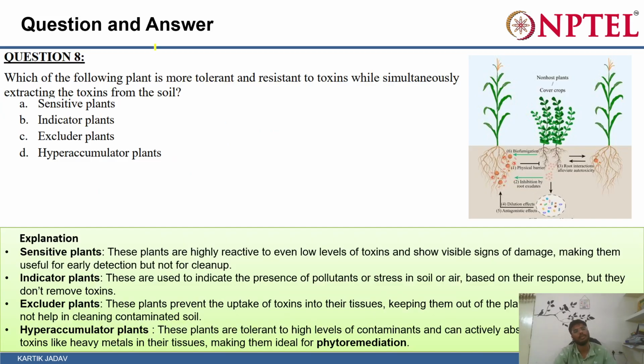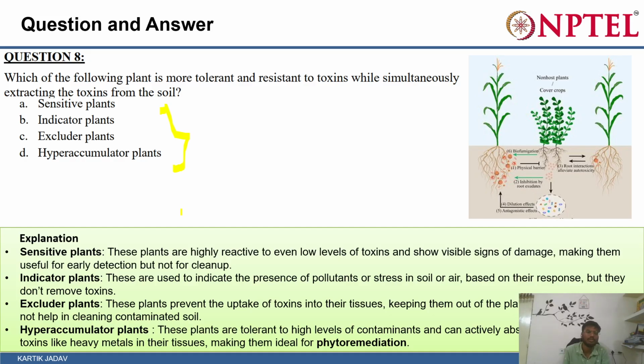Question number 8. Which of the following plants is more tolerant and resistant to toxins while simultaneously extracting the toxins from soil? So see, we have talked about four types of plants during the remediation lecture. So that is sensitive plant, indicator plant, excluder plants, and hyperaccumulator plant. All these plants have their own benefits, and they have certain limitations. Generally, sensitive plants we are using for preliminary analysis, for identifying whether pollution is happening. Then indicator plants, we are using for monitoring purposes.